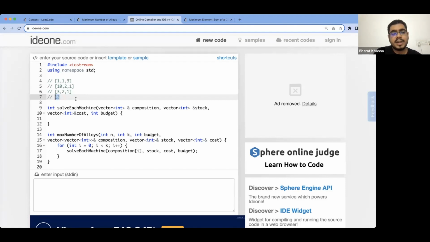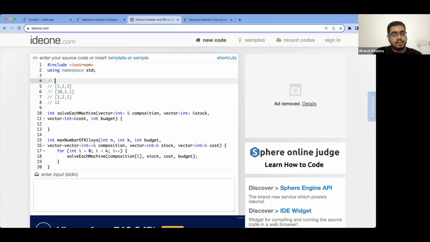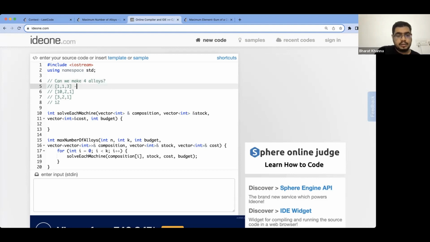Okay, tell me one thing. With this particular composition, let me ask you, can we make 4 alloys? Help me solve this. Can we make 4 alloys? How would you calculate? This is for making one alloy. How many do we need for making 4 alloys? Can you calculate quickly? If this is for making one alloy, what is for each of them for making 4 alloys?